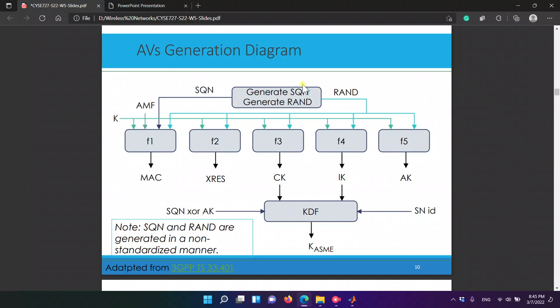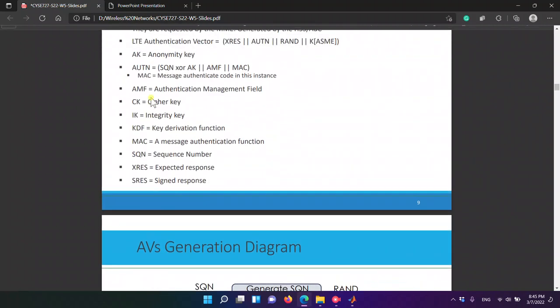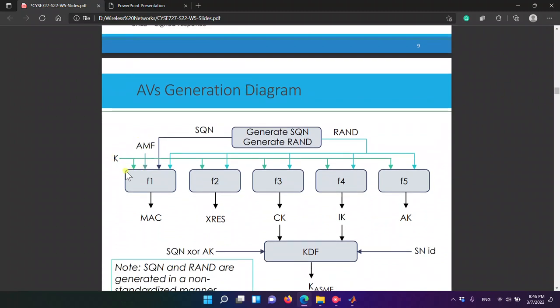Okay, so we have the diagram. First we have the generated sequence number, and it generates a random number. They are generated in a non-standardized manner. So the sequence number goes into function one, which gives us the MAC, along with the random number. We notice the random number is an input to all functions, so it's fixed for all the functions. The AMF is the authentication management field.